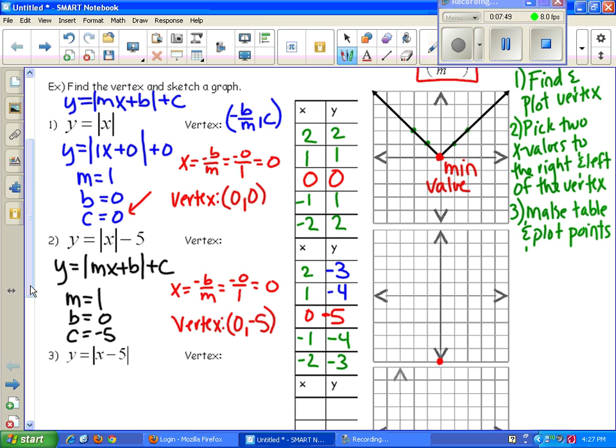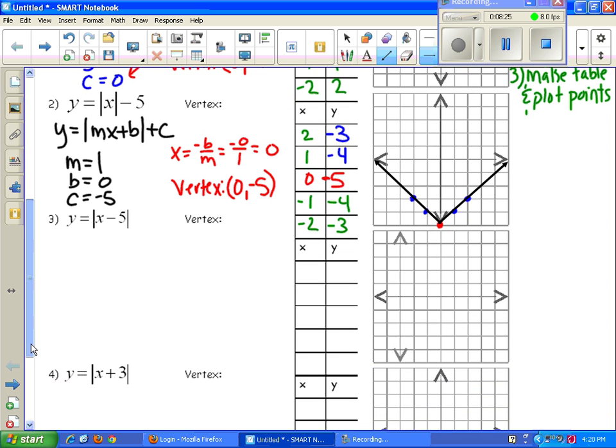So I have 1, negative 4; 2, negative 3; negative 1, negative 4; and negative 2, negative 3, and then I'm going to draw my V shape using my ruler. And again, if I didn't get a V shape here, then I know I would have plotted my graph wrong. So let's go ahead to the next one.